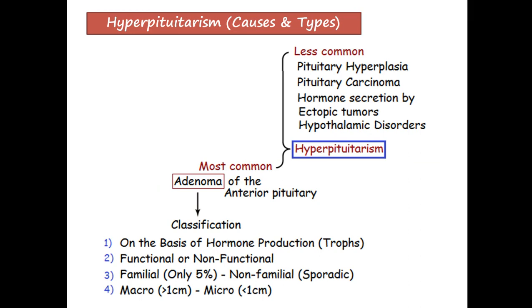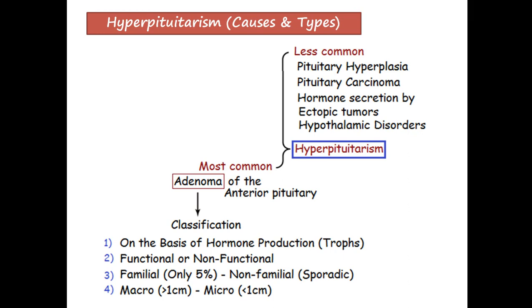Hyperpituitarism is a condition in which there is excess hormone secretion by the pituitary gland. The most common cause of hyperpituitarism is the pituitary adenoma, particularly the adenoma of the anterior pituitary gland. Adenoma is a benign tumor that occurs in the anterior pituitary gland, and as I said, it is the most common cause of hyperpituitarism.